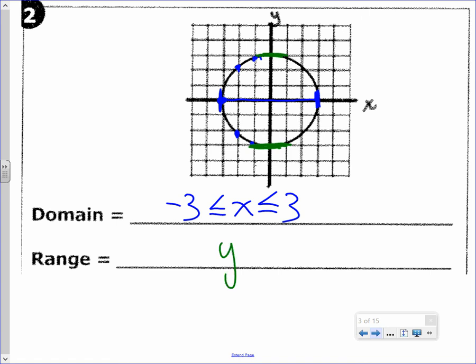So y then, watch, is greater than or equal to -3. Because look at, that's the lowest possible y value, that -3 on the y-axis. The highest possible value is +3. So that means y can be less than or equal to +3.